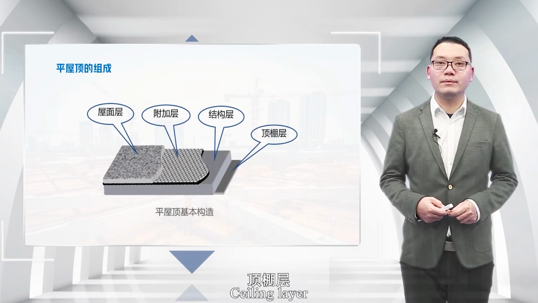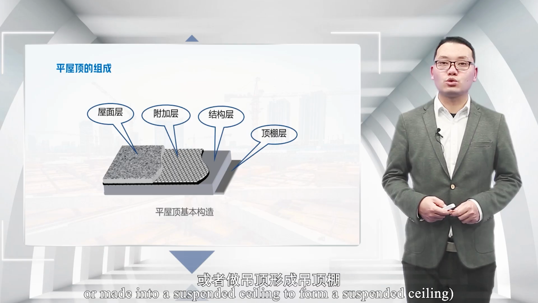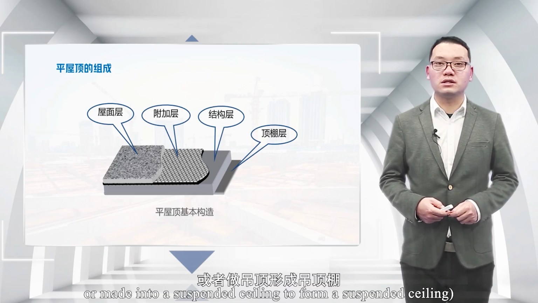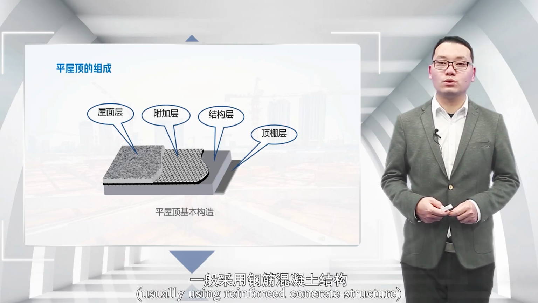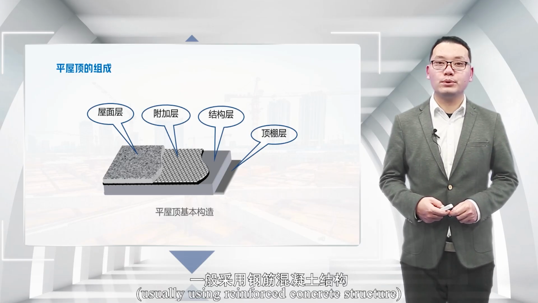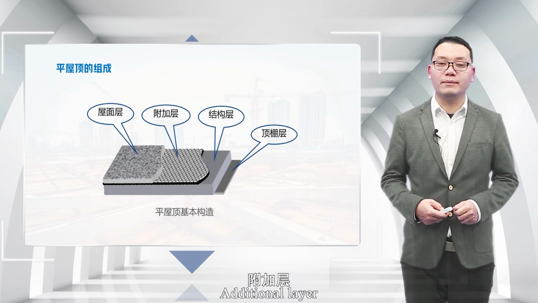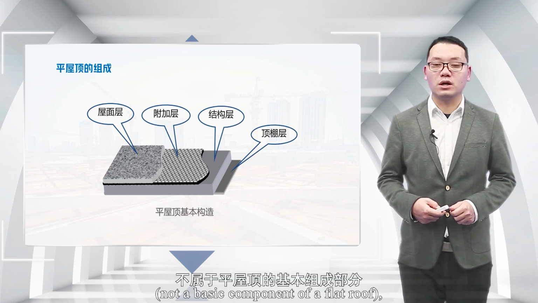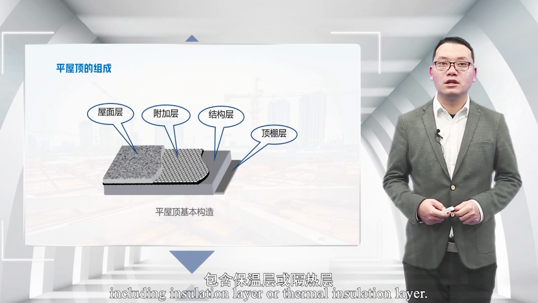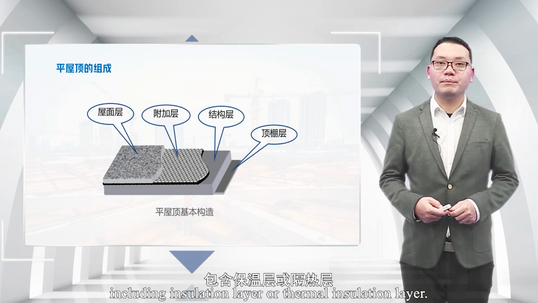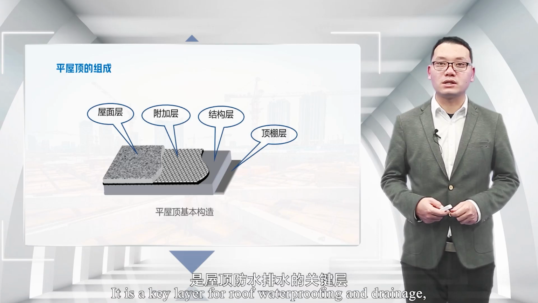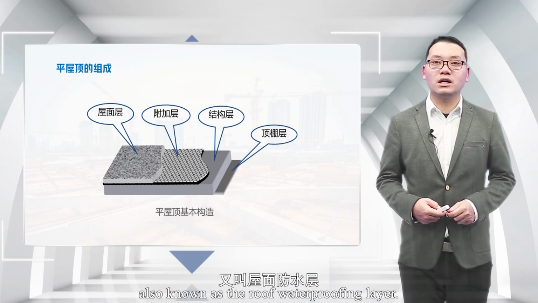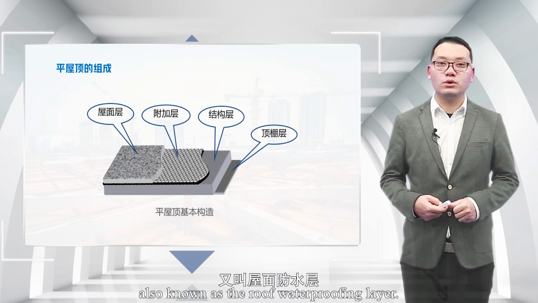The ceiling layer can be directly painted or made into a suspended ceiling. The structural layer usually uses a reinforced concrete structure. An additional layer, not a basic component of a flat roof, includes an insulation layer or thermal insulation layer. The roof layer is a key layer for roof waterproofing and drainage, also known as the roof waterproofing layer.